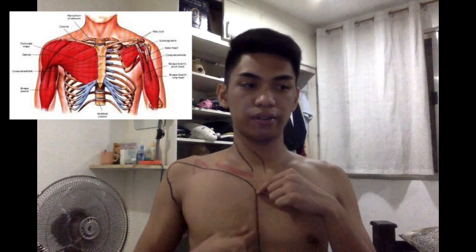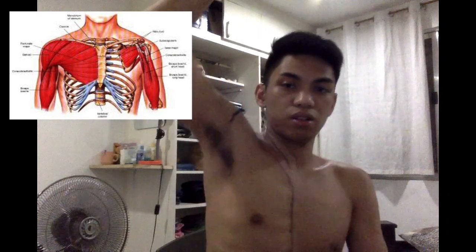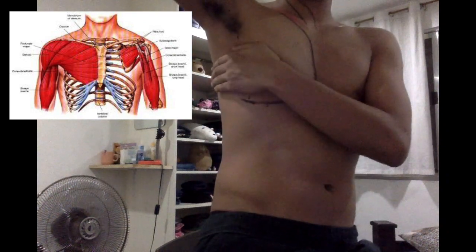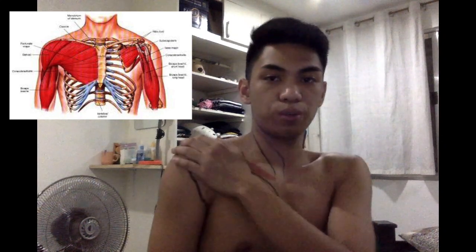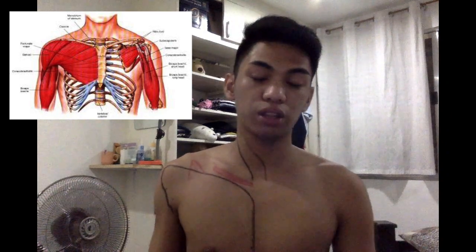Superior six costal cartilages, so right here. It's around here, the costal cartilage. And the aponeurosis of the external oblique muscles, around this area right here. And its insertion can be found at the lateral lip of the intertubercular groove of the humerus. So it's right here. So this is the pectoralis major. Its action, synergistically, they adduct and medially rotate the humerus. So adduct and medially rotate.